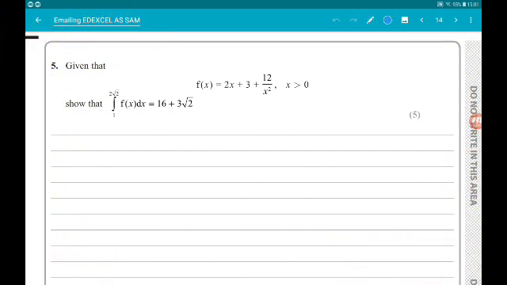Okay, number 5, given that f of x was equal to 2x add 3 add 12 over x squared for x greater than 0, show that the integral between 1 and 2 root 2 of f of x with respect to x is equal to 16 add 3 root 2.